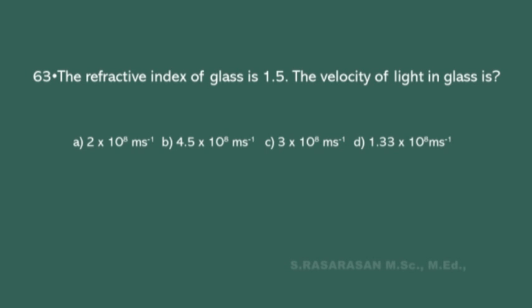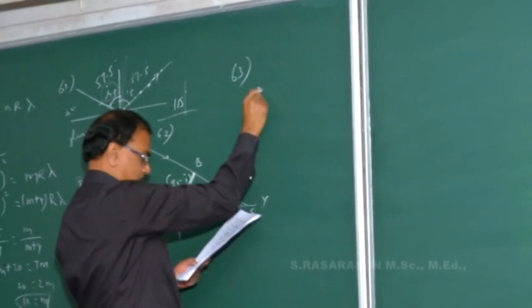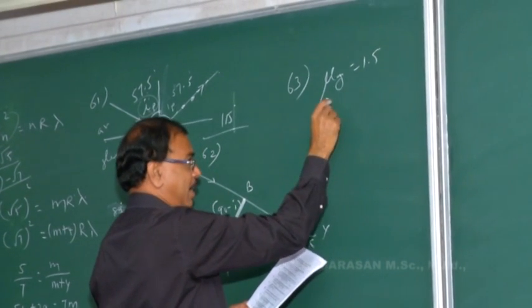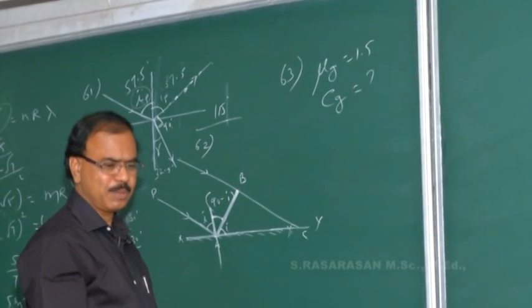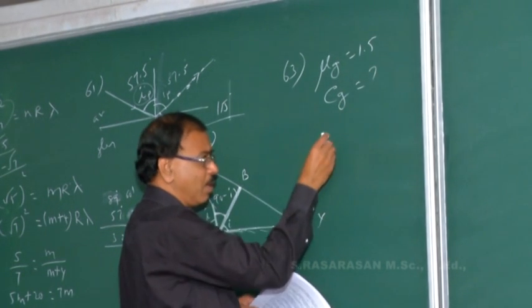Pass on to 63. The refractive index of glass is 1.5. The velocity of light in glass is dash. What is the velocity of light in glass? Yes, we have already used this formula in one problem, where we mixed two concepts together and solved. Now they are asking individually, very simple.